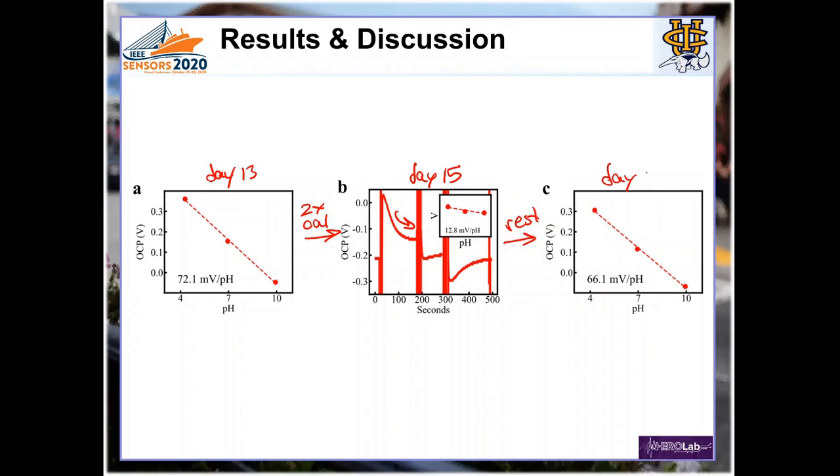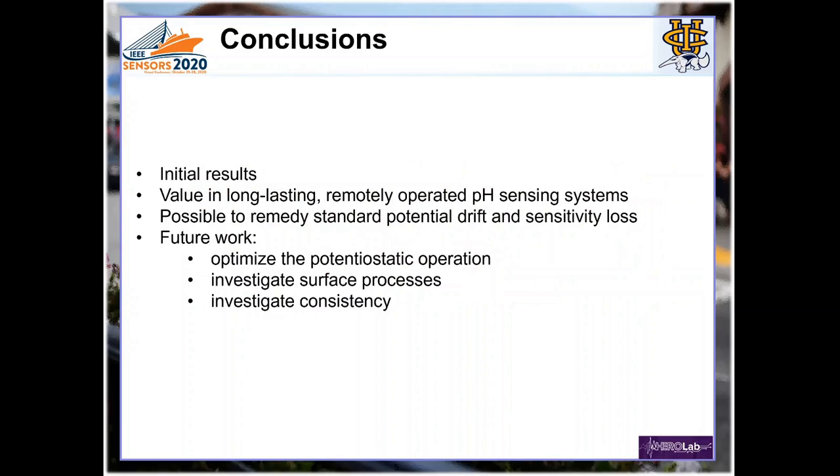So the previous slide tells us the operation can work for grouping our calibrations very tightly and also possibly extending the life of the probes, but we find that it doesn't always work. So we just want to highlight that these are initial results. We don't consider this full proof of process, but there is value in it in that if we get it to work, we can extend the life of the probes and do this operation remotely. And then therefore we can remedy this standard potential drift and sensitivity loss.